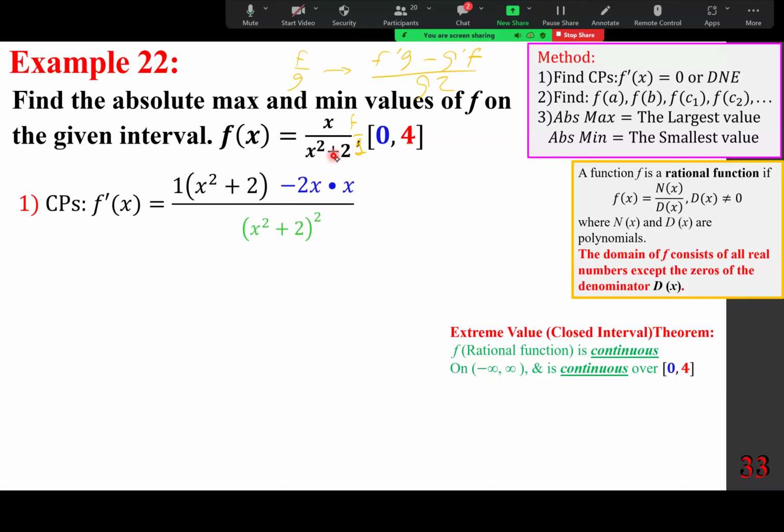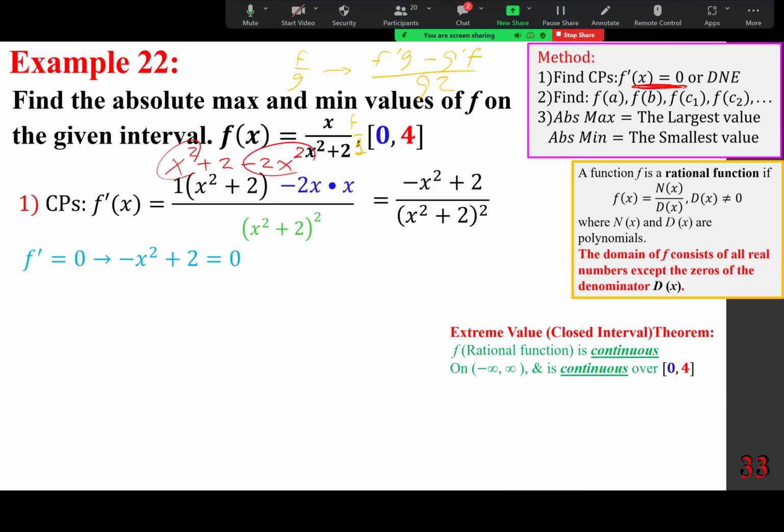You simplify the numerator as follows. These two can combine into negative x squared. So f prime of x is minus x squared plus 2 over x squared plus 2 quantity squared. So we will look at f prime of x equals 0. A fraction is 0 when the top is 0. When we set this equal to 0, 2 becomes x squared, x becomes plus or minus square root of 2.